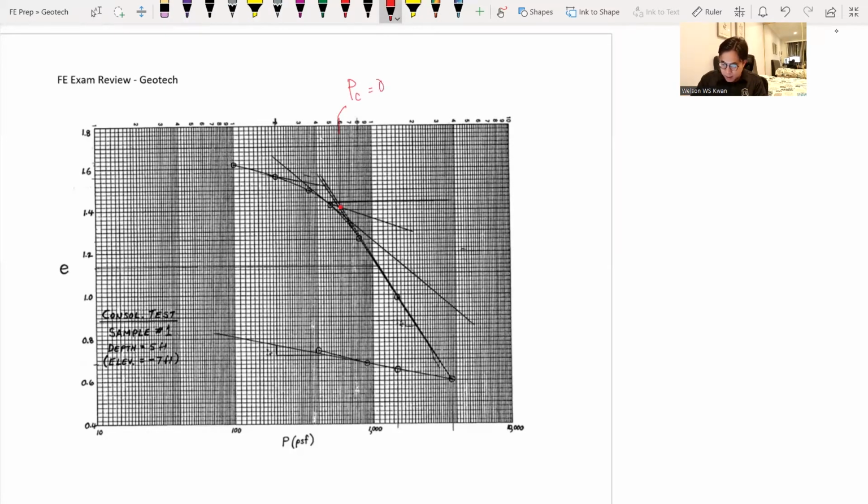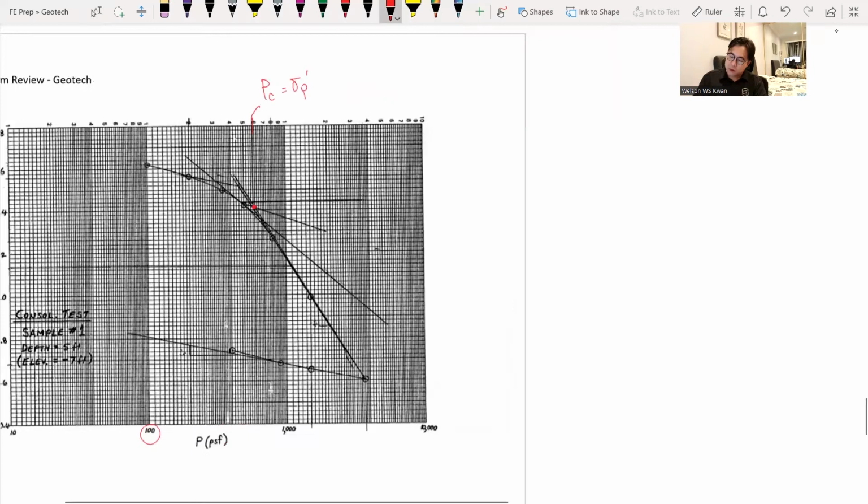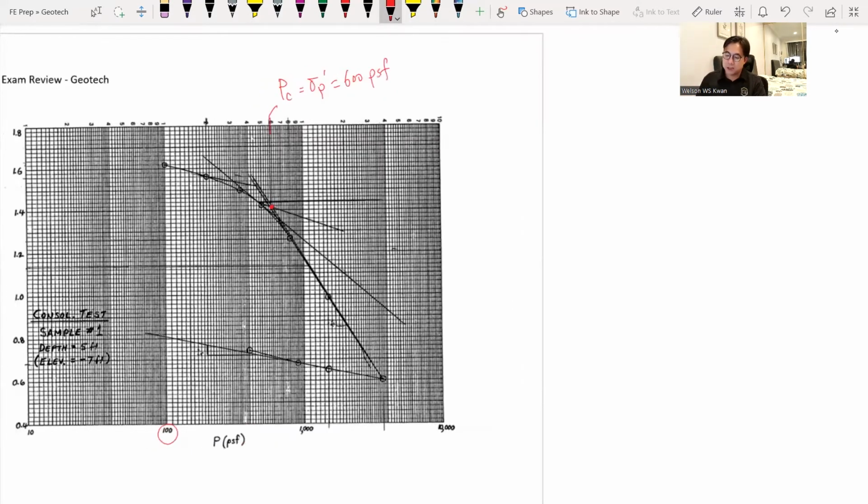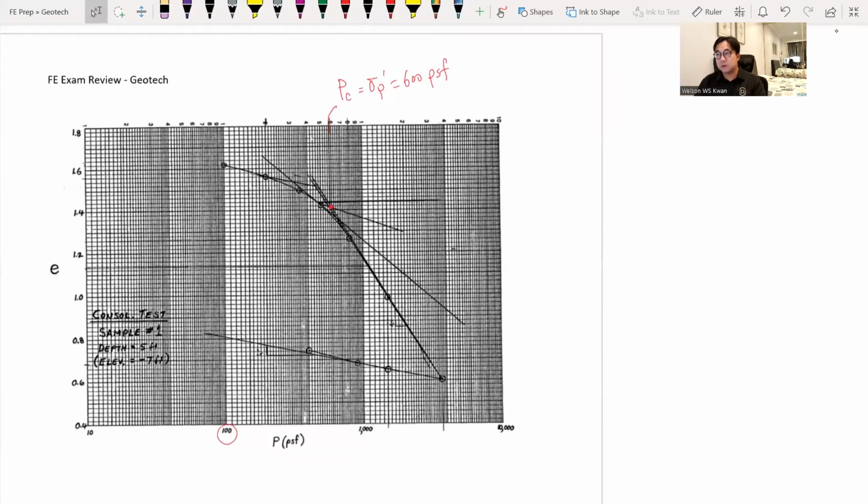And again, like the textbook, we call that maximum sigma prime P or P sub P, but they mean the same thing, the maximum past pressure. And we read from the log scale, this is 100 psf from the x-axis, 2, 3, 4, 5, 6. So this equals 600 pounds per square foot. So that is our maximum past pressure.